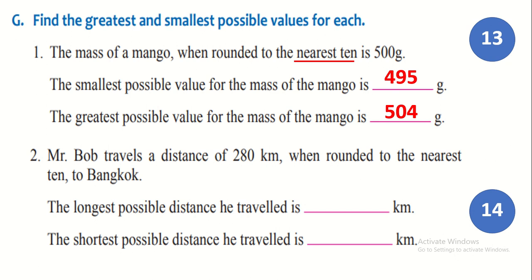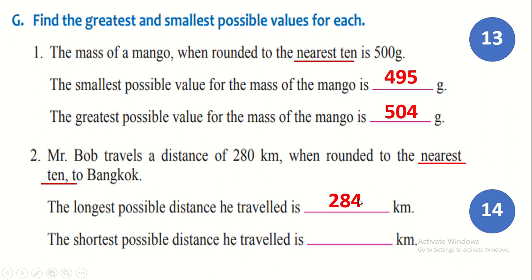Next is number 2. Mr. Bob travels a distance of 280 kilometers when rounded to the nearest 10 to Bangkok. Nearest 10, 280. Longest and shortest. The longest possible distance he traveled is 284. The longest. If you round this to the nearest 10 is 280.